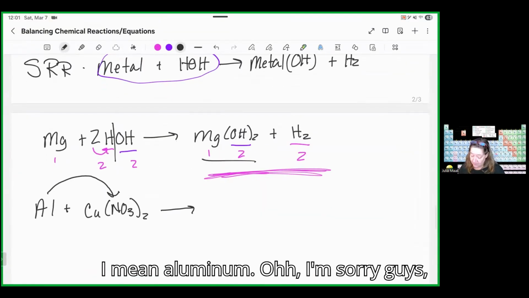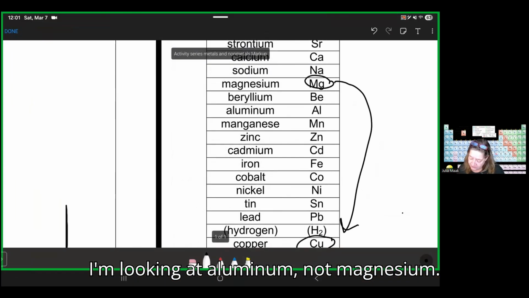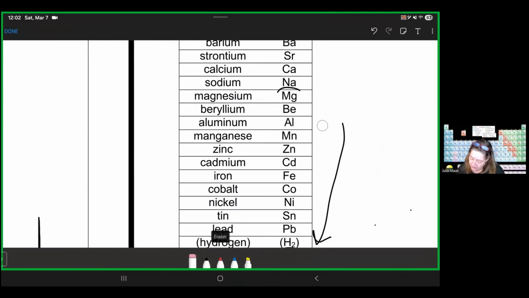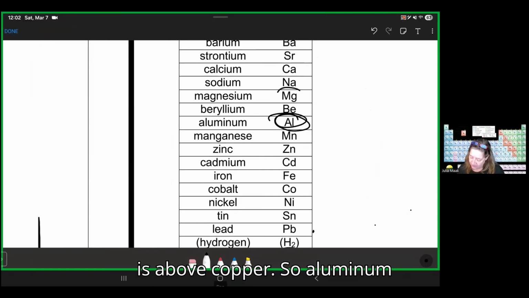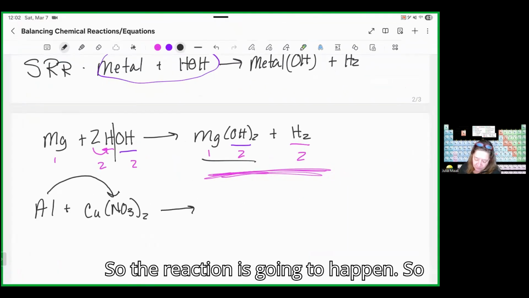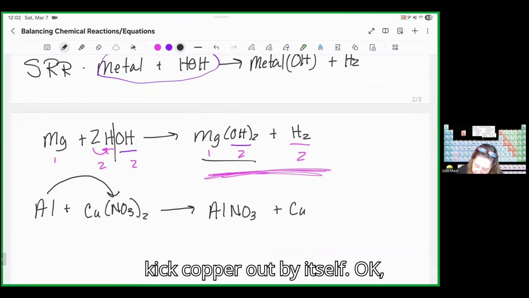I mean, aluminum. Ooh, I'm sorry, guys. I'm looking at aluminum, not magnesium. So let's try that again. Aluminum is right here. So again, aluminum is above copper, so aluminum is definitely stronger than copper. So the reaction is going to happen. Aluminum is going to take the nitrate and kick copper out by itself.